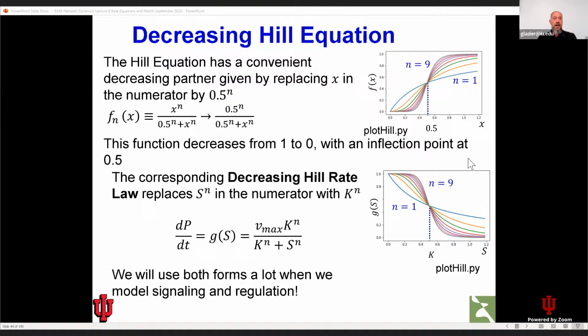And so now I have two functions, one of which is an increasing function of my argument, s or x, and one of which is a decreasing function of it, that I could use together. If I have an activator, I use the increasing Hill function. If I have an inhibitor, I use the decreasing Hill function. This pair is very nice because if I have written the one with the activator and I ask what would happen if I switch from an activator to an inhibitor, I have to change one symbol in my equations: I change the numerator from the variable to the parameter k.